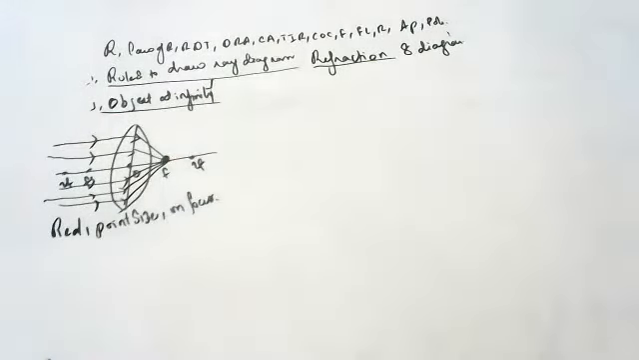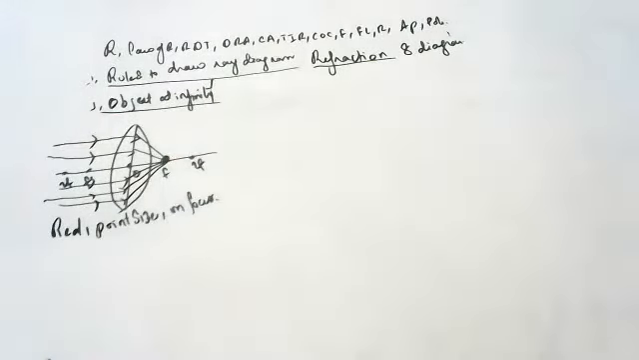Children, focal length is always positive for a convex lens. Object distance is always negative, because the object is on this side, so negative. This side is negative, so this side is positive. So image distance will be taken as positive, and object distance will be taken as negative. Where the image is formed, image distance is positive.